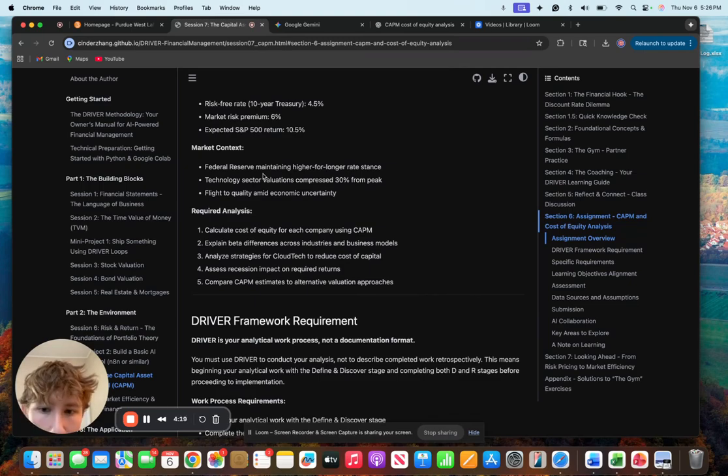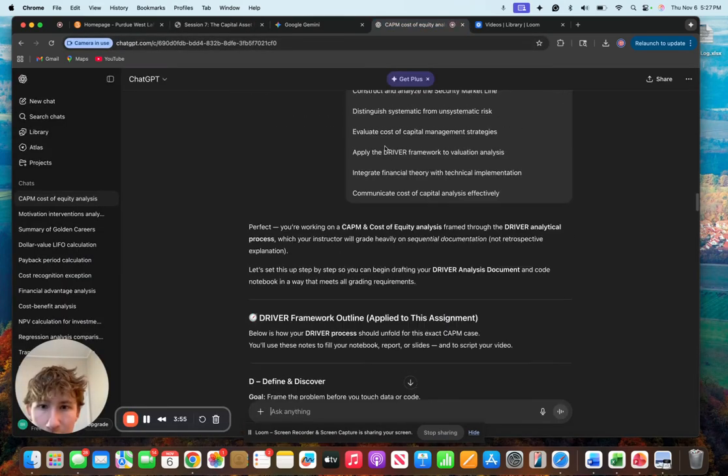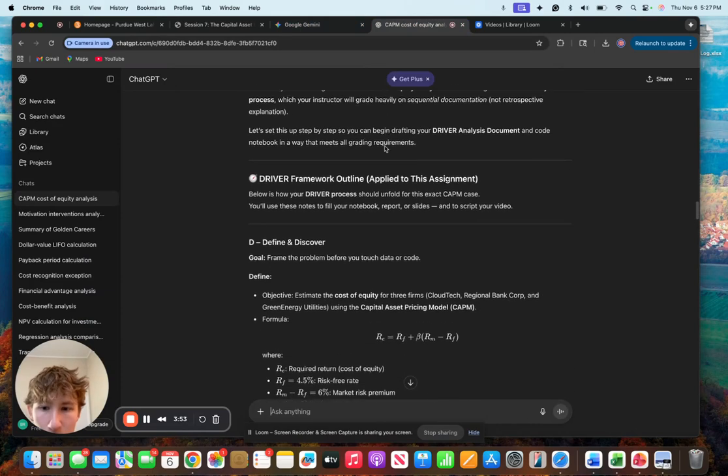We're supposed to calculate cost of equity for each company using CAPM, explain beta differences across the industries and business models, analyze strategies for cloud tech to reduce cost of capital, assess recession impact on required returns, and compare CAPM estimates to alternative valuation approaches. And I used AI to help me work through this problem.